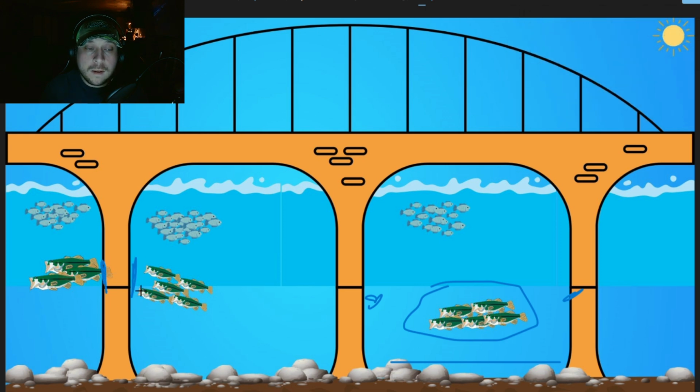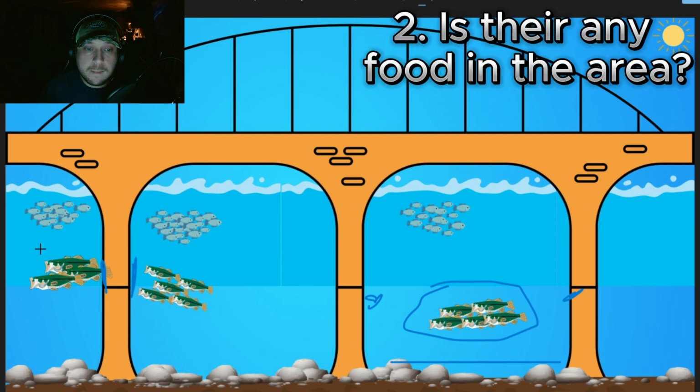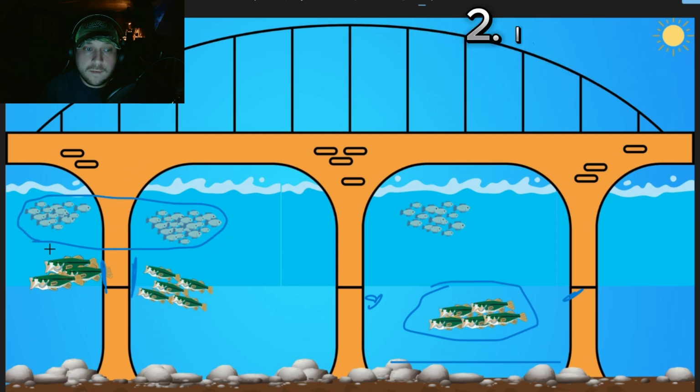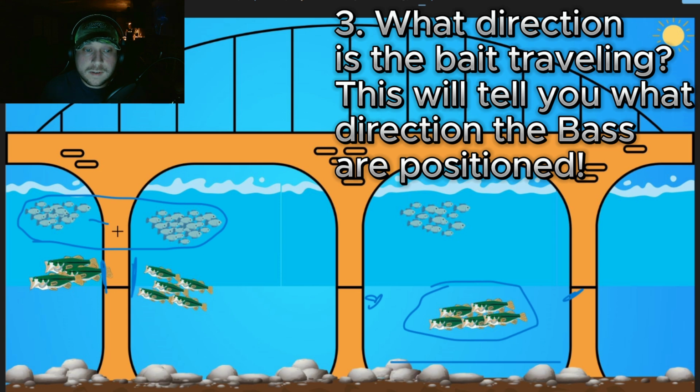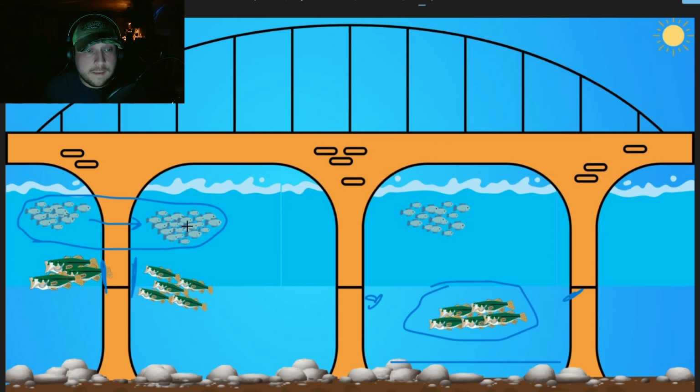Okay. Two, is there any bait? If there is bait, what direction is the bait moving? You don't have to have Panoptix or any kind of live sonar to understand where the fish are moving and so on and so forth. You just need to pay a little bit more attention to your graph. Get used to your graph.